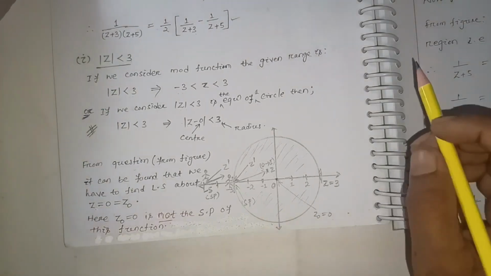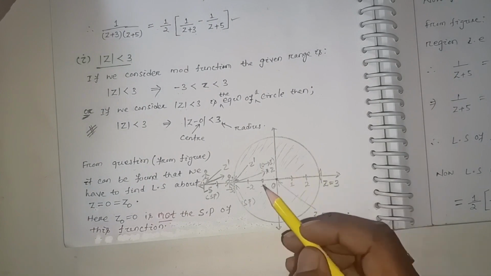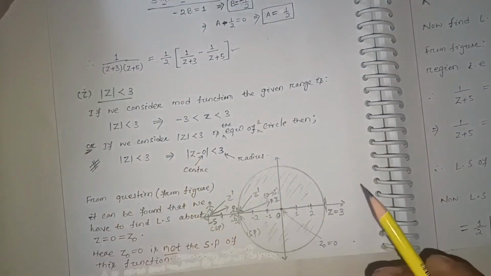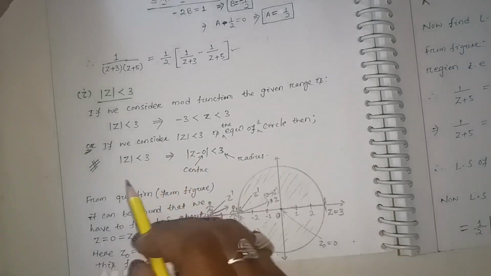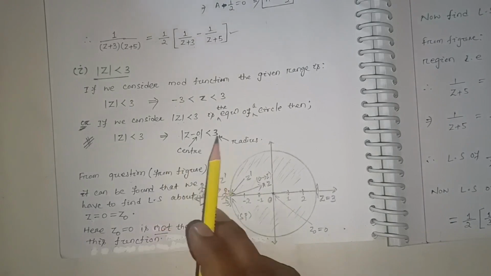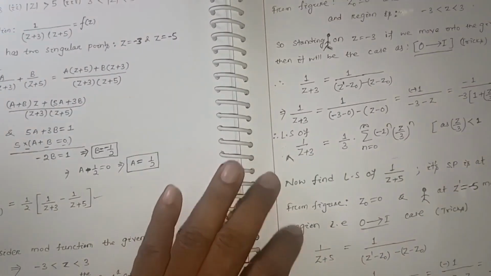singular points are, everything you can find, and the region also you can find. So I suggest that you go through this circular method to find the region, because if you practice finding the region range by considering a circle, then it will be easy to solve other questions that we are going to discuss in our next class.